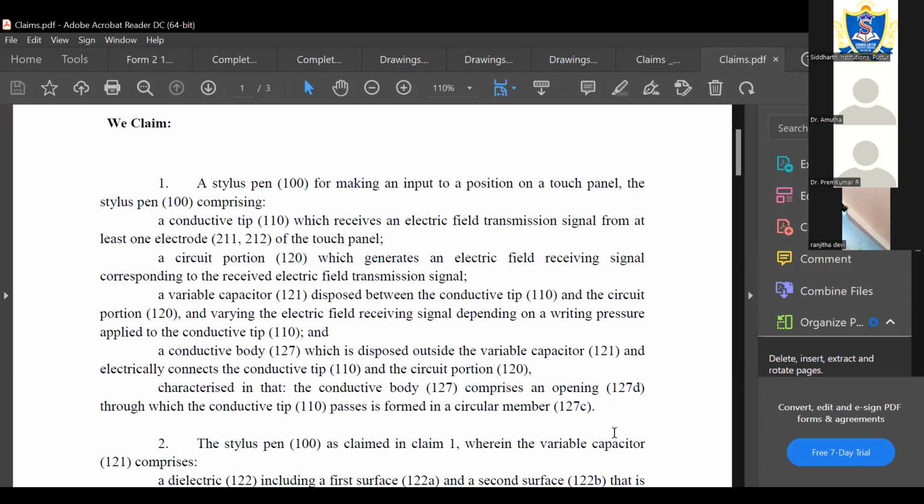Antecedence is important because the articles have different meanings. If you are not placing the articles, it is considered a separate part. For example, if you mention a conductive tip, and then again mention only conductive tip instead of the conductive tip, it means that you have two different conductive tips. So antecedence is very important. We have to include the correct, appropriate antecedents.